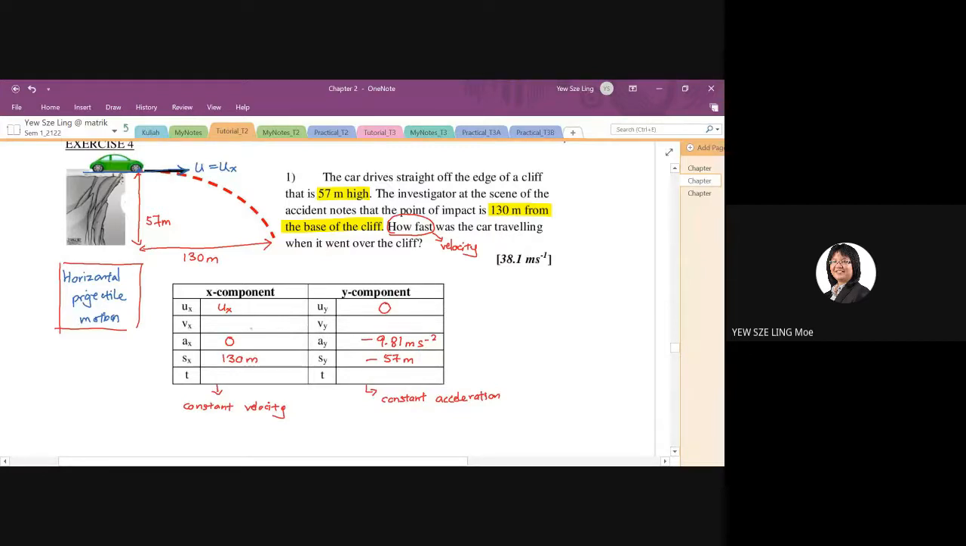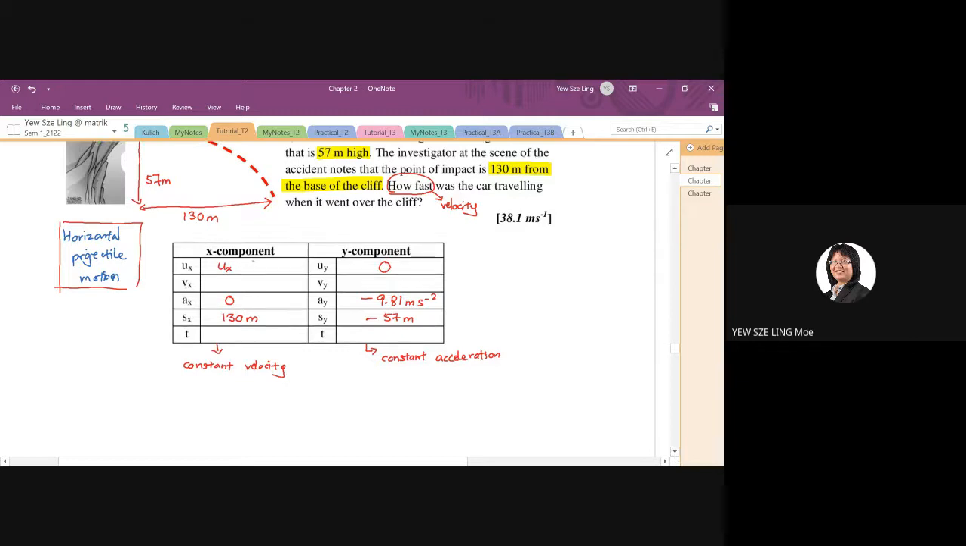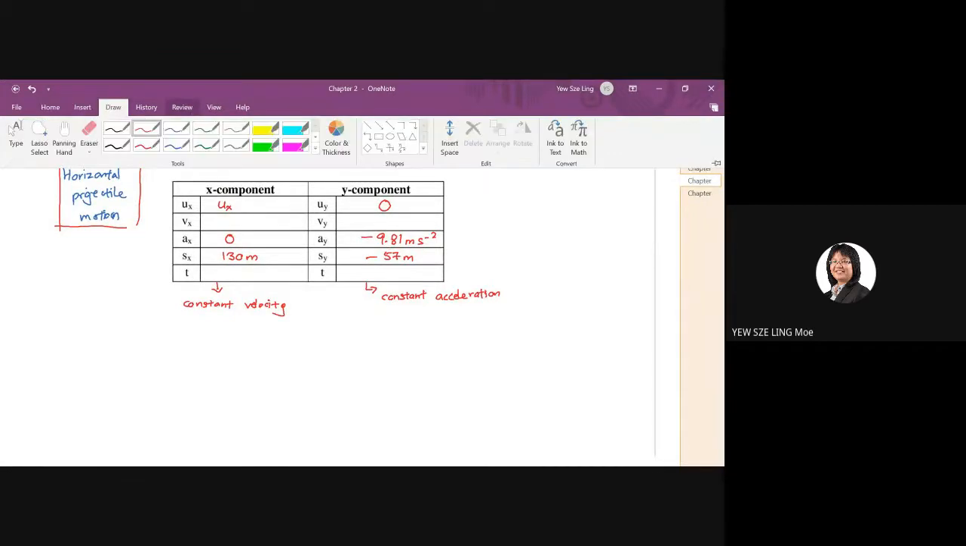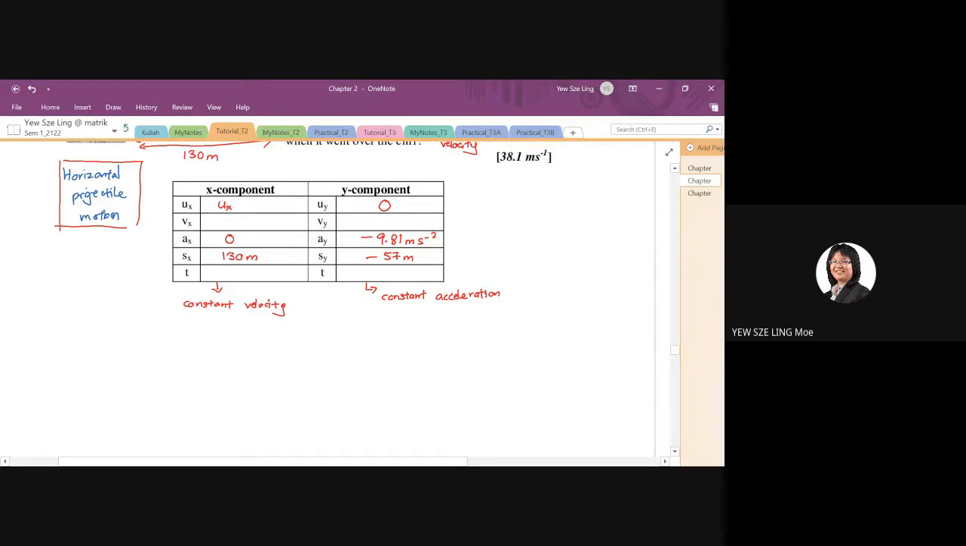Okay, done. We don't have time and we don't have V, so no more information can be added into the table. And the question asks us to calculate UX. Now, can we calculate UX? Before that, let's look at the information. In order to calculate UX, we need to use the information along the x component. In the x component we have two known variables and just UX unknown, and we cannot solve it because we don't have enough information.